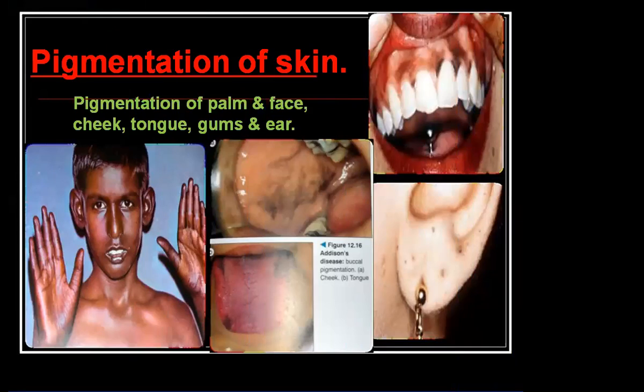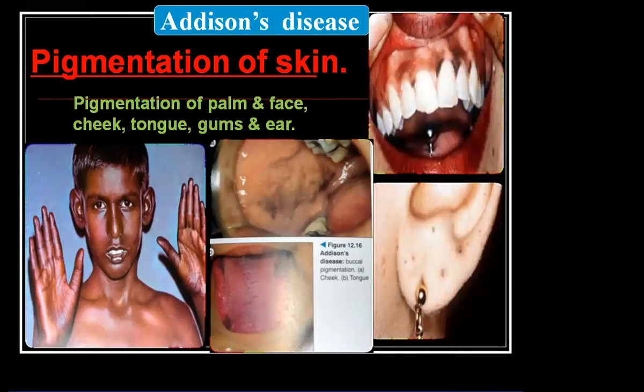So now let us have a look at some of the patients of Addison's disease. I told you there is pigmentation of the palms as well as face. There can be pigmentation of the tongue and cheek. There is pigmentation of the gums as well as ears. Some pigmentation is seen in the ear lobules as well. So basically, these are the typical features of a patient who is suffering from Addison's disease.